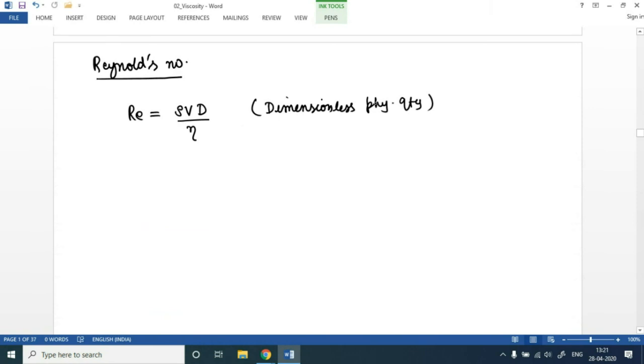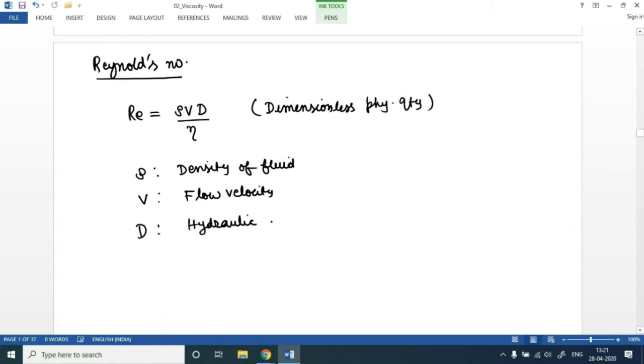Basically, let me write over here, rho is the density of fluid, and v is the flow velocity. D is something called hydraulic diameter, and eta here is the viscosity or coefficient of viscosity of the fluid.